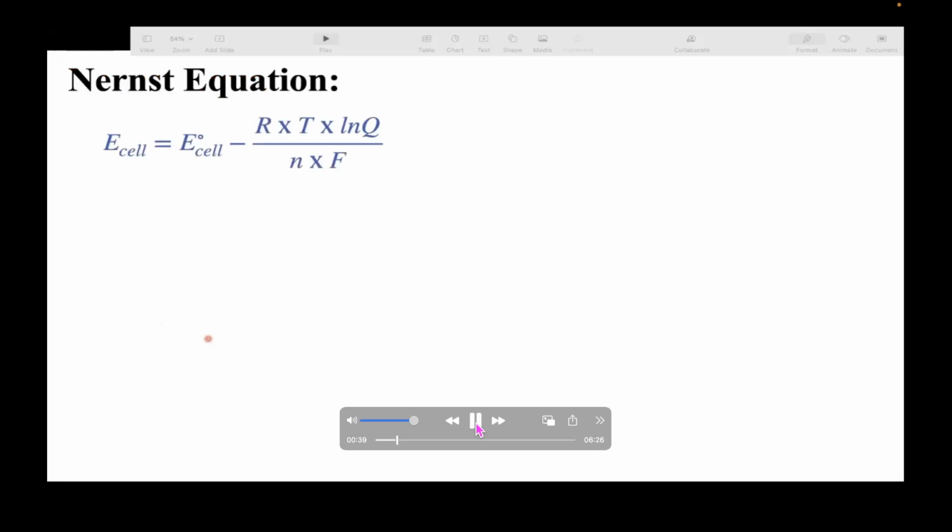So we follow the question by first introducing you with Nernst equation. So Nernst equation.